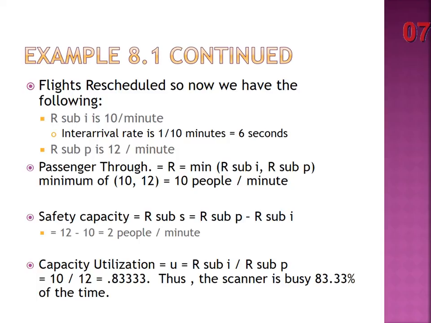And if we want to think about what our safety capacity is, it's the difference between how fast we can process less how many customers we have arriving, right? So we've got 12 minus 10, which gives us 2 people per minute for safety capacity. Capacity utilization then is our inflow rate divided by our processing rate, okay? So if I have 10 customers arriving divided by 12, that gives us an 83.3% capacity utilization.